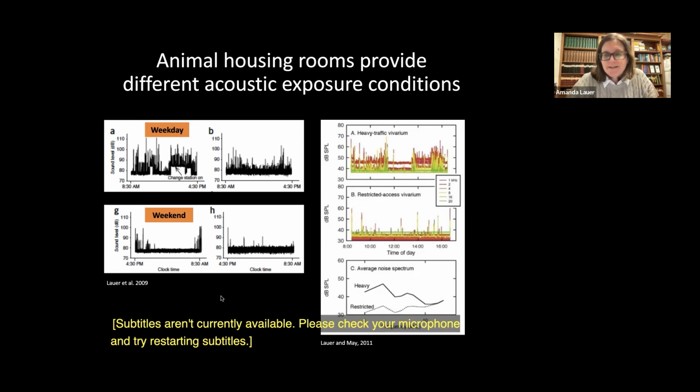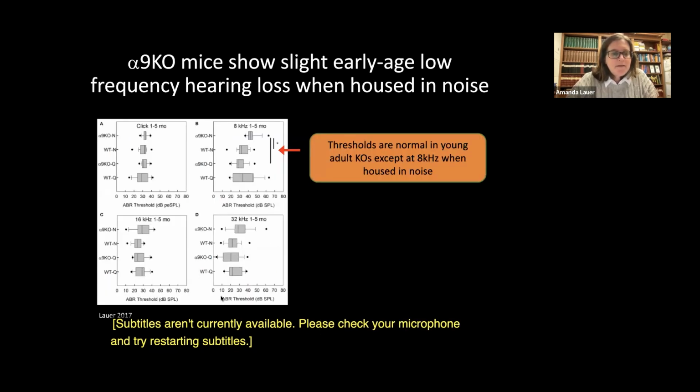So mice are exposed to this every day, and we tracked the hearing over time for about a year and a half. Basically, we hypothesized that the alpha 9 knockout mice would show early age-related hearing loss. However, we found something really surprising. Even in early adulthood, about 1 to 5 months for a mouse, the thresholds were mostly normal, except some of the alpha 9s showed slightly higher low frequency hearing thresholds at 8 kilohertz when housed in noise. So 8 kilohertz is low for a mouse.